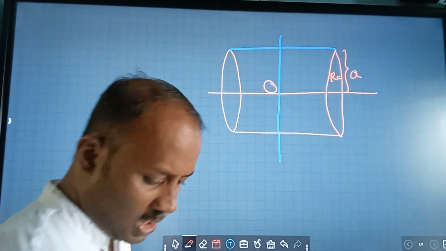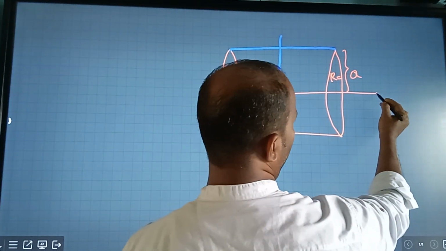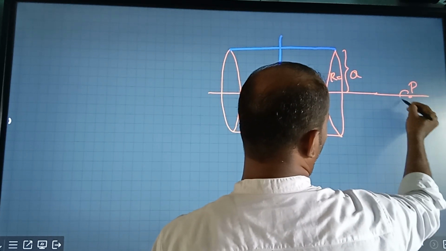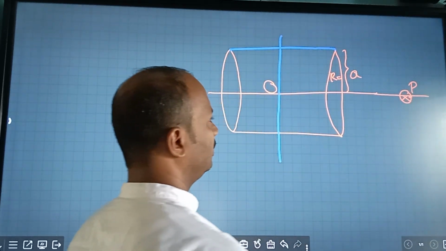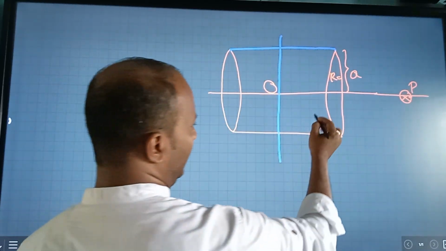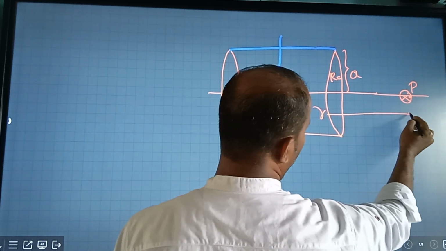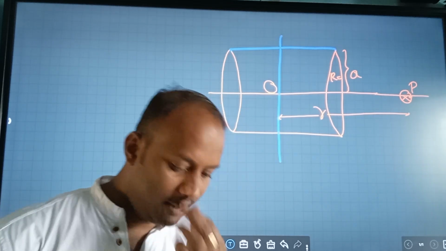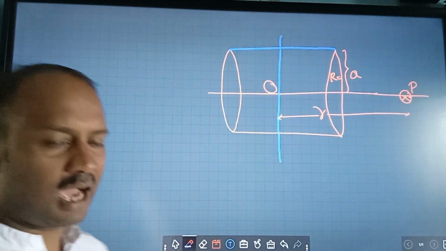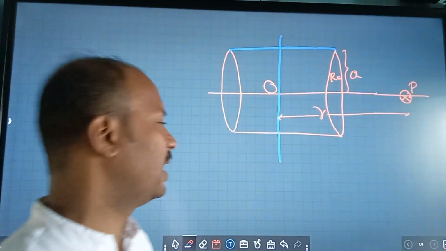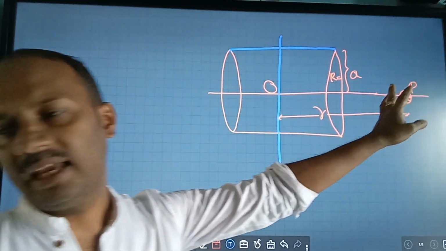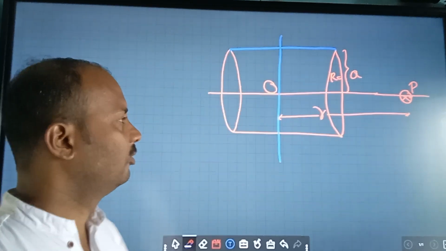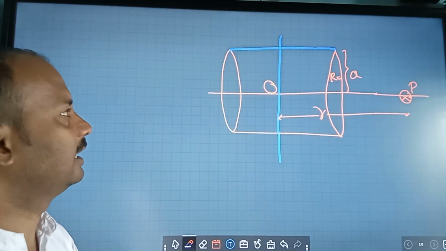Now let P be any point at a distance r from O. We have to find out the magnetic field at the point P.